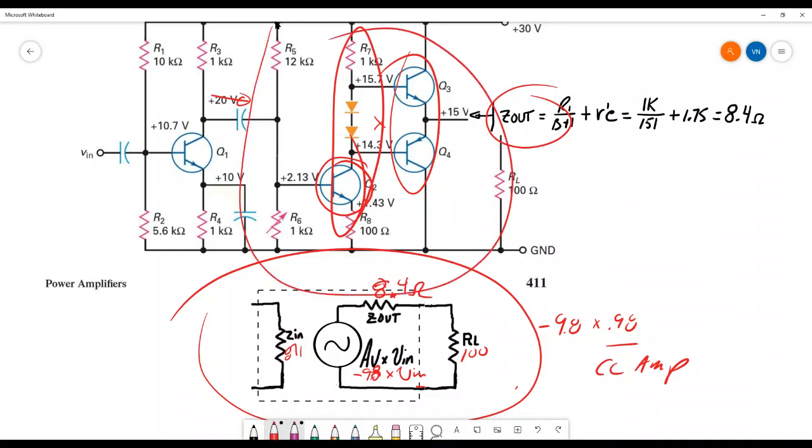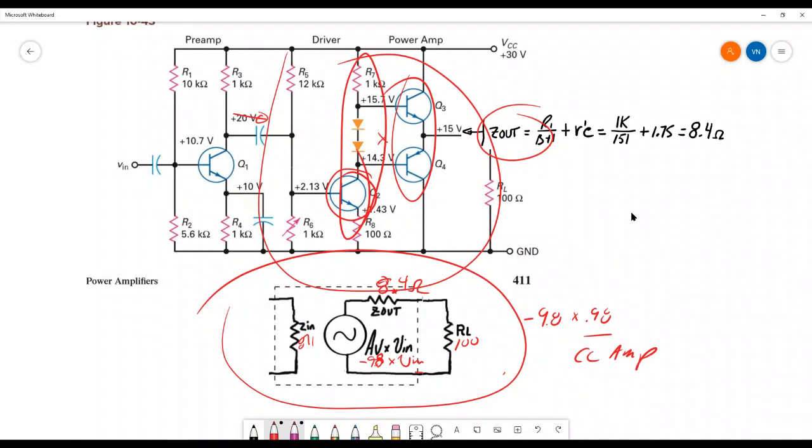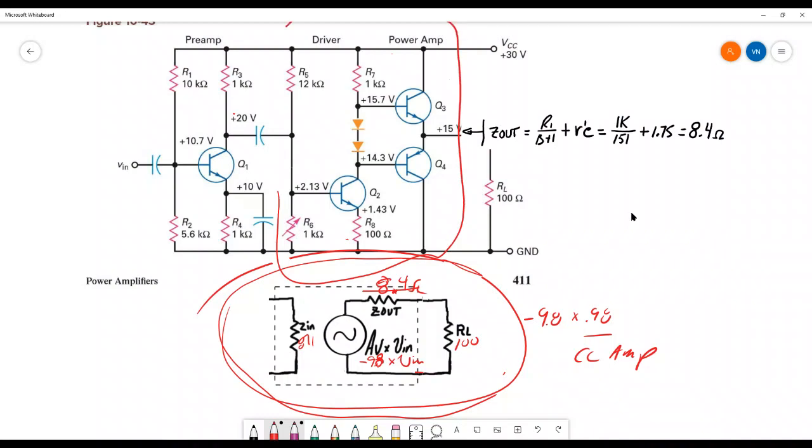The Class A, Class B, AB amplifier. So there you go. This represents the CE amplifier and the push-pull amplifier as one model.